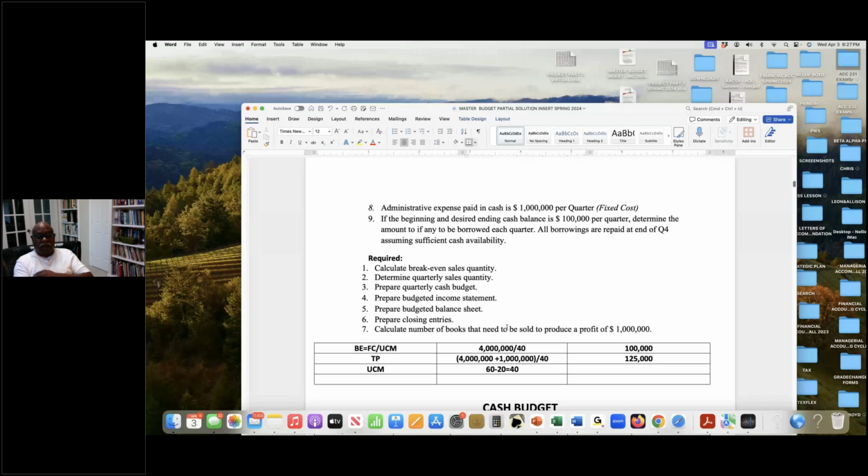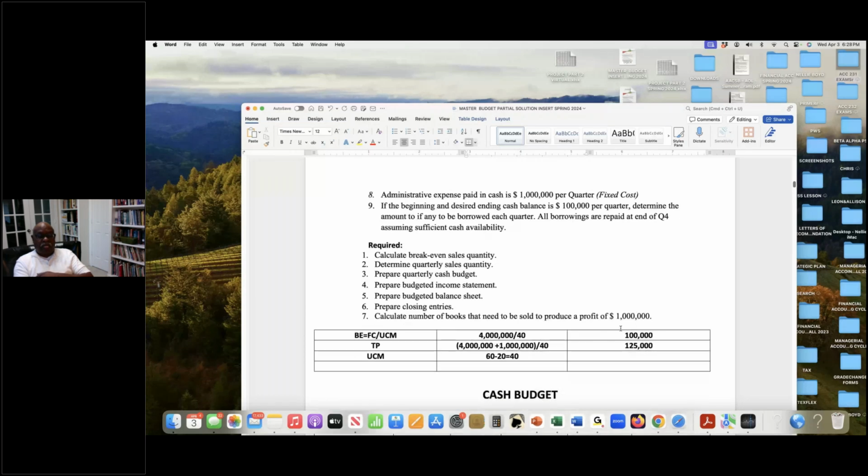We will calculate the number of books that need to be sold to produce a profit of $1 million. We sort of did this last time. When we have a target profit, we had a break-even formula. The target profit formula is the fixed cost plus the target profit, divided by that same 40, and we came up with 125,000 as the quantity that's going to be sold that should produce $1 million.